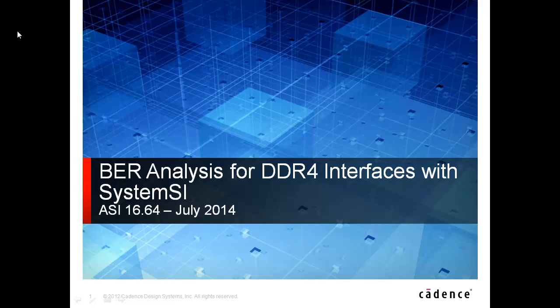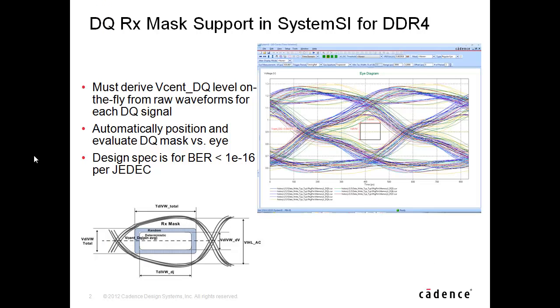This is Ken Willis of Cadence Design Systems, and this demonstration will cover BER analysis for DDR4 interfaces using SystemSI. The DDR4 JEDEC specification introduced a new compliance requirement where you need to evaluate the data bus based on the DQ mask. This requires some advanced post-processing, but more significantly, signifies a shift in DDR compliance from traditional setup and hold timing measurements to designing for a bit error rate or BER target.